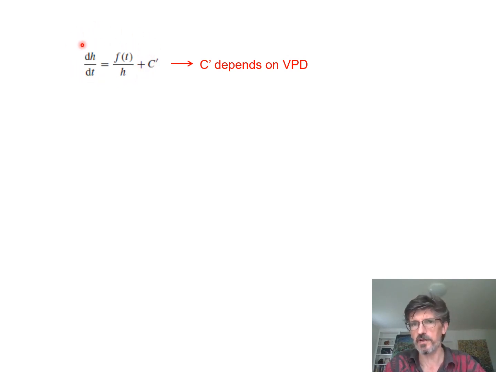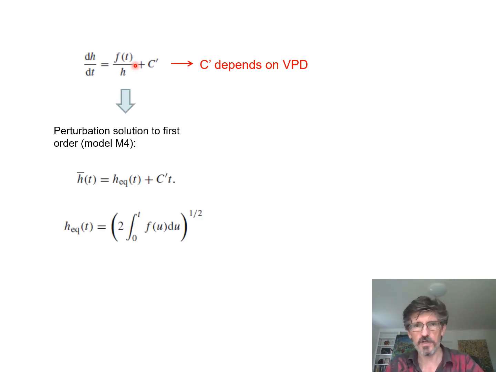This is just separation of variables. dH/dt equals a function of t over H. You take H on this side, you rewrite it as 1/2 dH squared over dt, and this can be integrated symbolically as a function of time. So that's what we did here. You call this the equilibrium solution for the first order solution, and then you add small variations to that. So the final solution that we got is this h bar as a function of t, which is the h equilibrium, the one that you would obtain by taking C prime equal to 0, which is this solution.